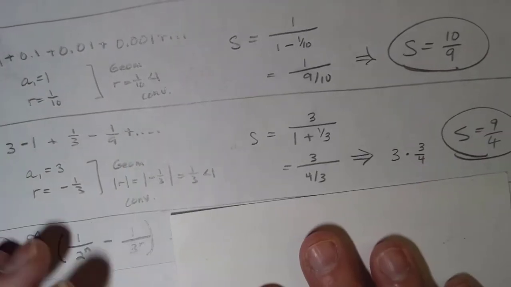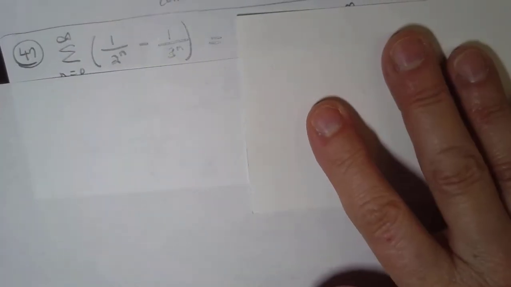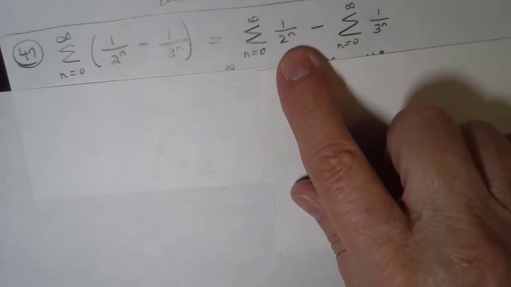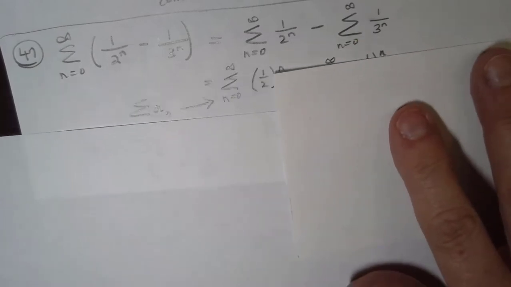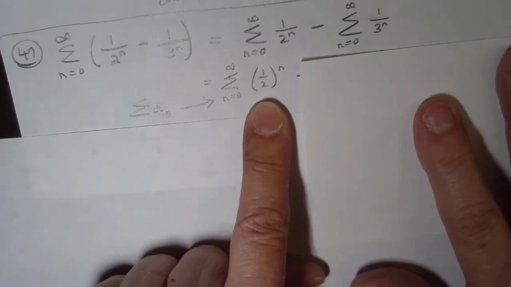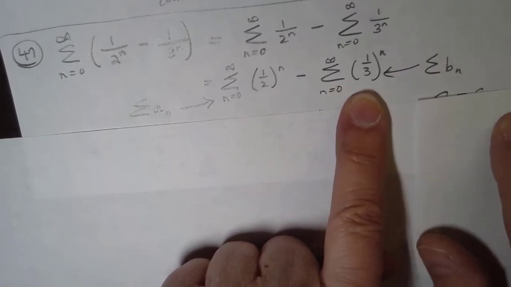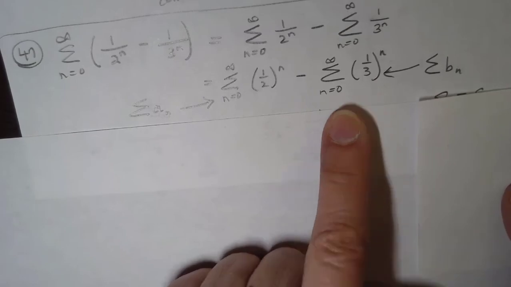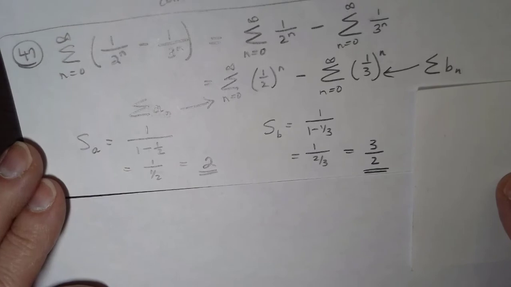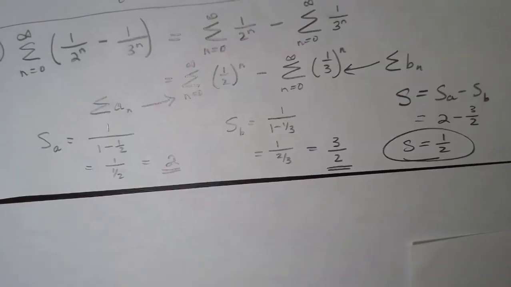Now, 47 is a very interesting problem. What we're going to do in 47 is make two different series. Okay, so we're just going to call this my a sub n, and this is b sub n. Okay, and so a sub n is geometric with my common ratio being 1/2. We know that's going to converge. B sub n is also geometric with my common ratio of 1/3. We know that's going to converge. And so I'm going to find each of the sums, and I have to take this sum minus this sum. Kind of a neat problem there.